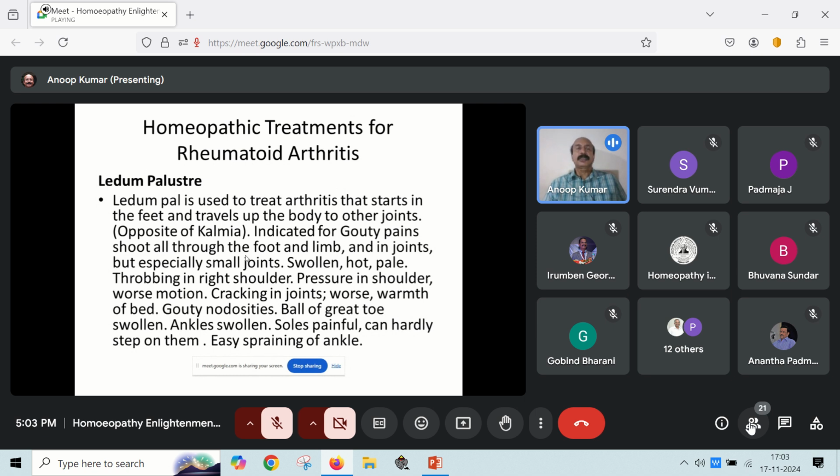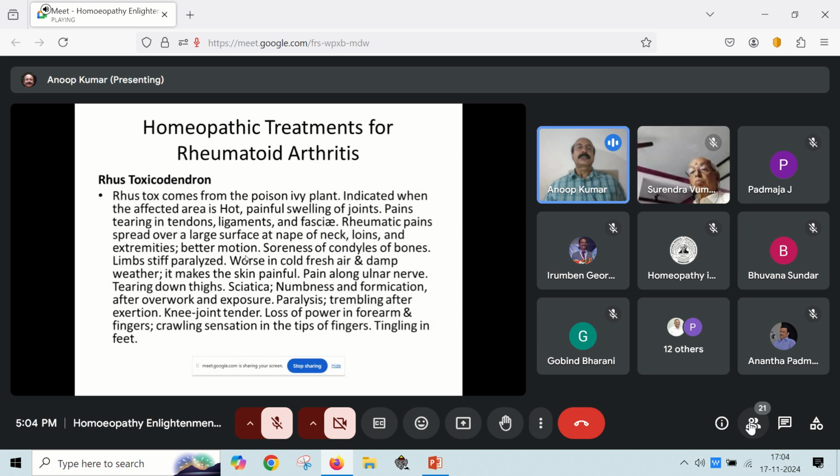Indicated for gout pains that shoot all through the foot and in joints, but especially in small joints. Swollen, hot, painful, throbbing in the right shoulder. Pressure in the shoulder, worse in motion. Cracking in the joints, worse by warmth in the bed. Gouty nodosities, so joints will be feeling gouty, like globules. The ball of the great toe will be swollen. Ankles will be swollen. Soles of the feet are painful, can hardly step on them. Easy straining of ankles. So these are the symptoms of Ledum, and veins flowing, starting from the lower area and going upwards, is Ledum.